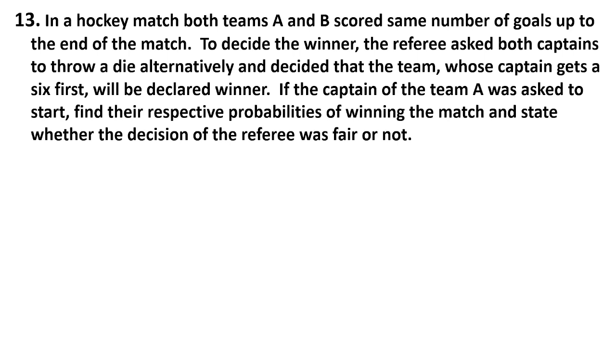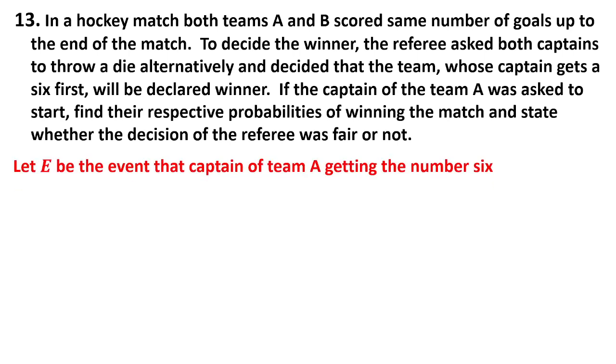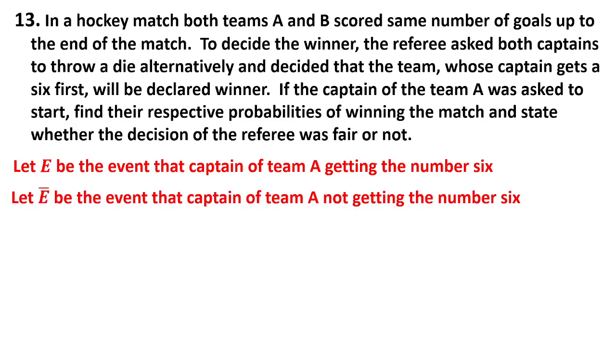Go to question number 13. Hockey match. A and B scored the same number of goals. The referee throws a die to decide which team wins. The captains of the teams were asked to state their respective probabilities of winning the match, and we have to find whether the decision of the referee is fair or not. E is the event that the captain of A gets the number 6. Clearly, the one getting a 6 first will be declared the winner. And E complement is the event that he does not get the number 6.